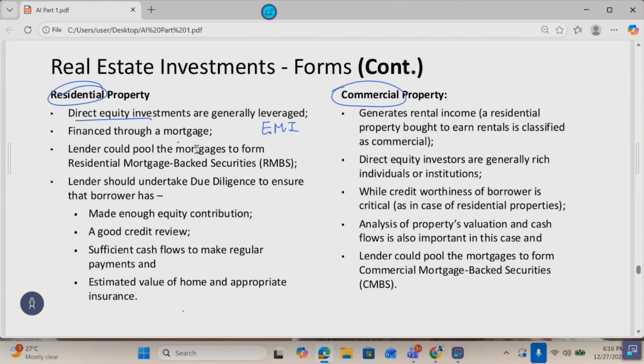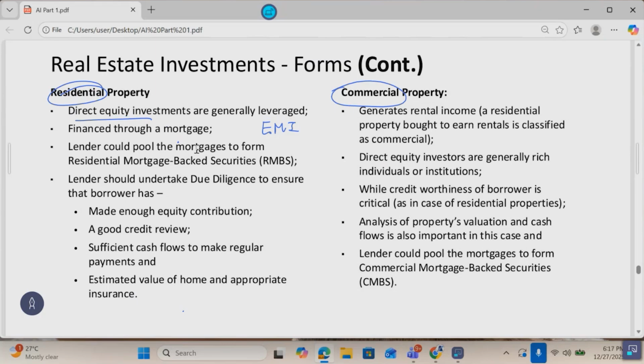Now, a lender could also pool the mortgages. So let's say a bank has lent money to 100 different borrowers, 100 crores, 1 crore each. All of these mortgages can be pooled to form an RMBS. So a lender has probably given 100 crores to 100 people, and he will form an RMBS pool. And this pool might then be sold to different investors. This is what happened, if you remember, in the subprime crisis. The lender pools the mortgages to form RMBS and you can invest in that.